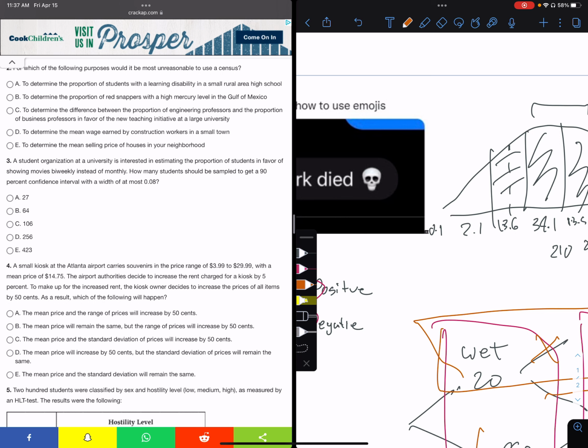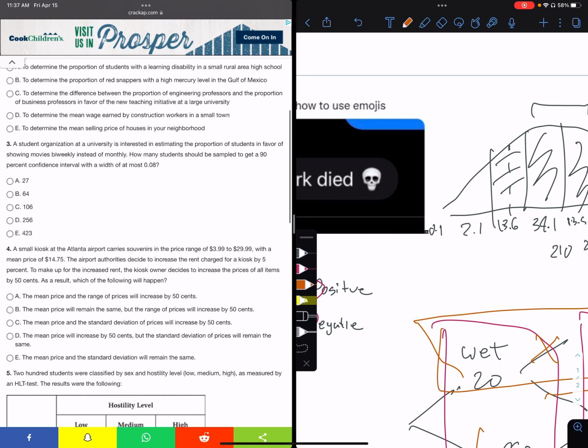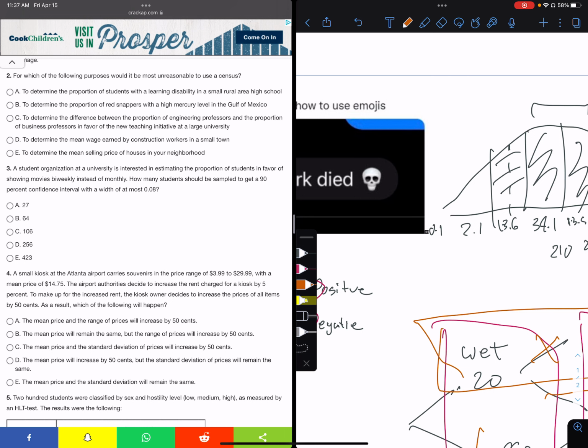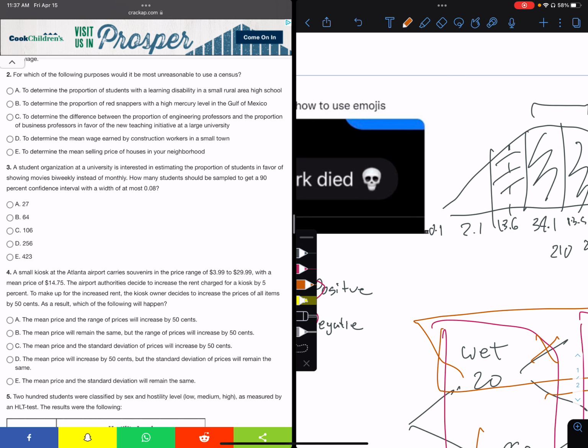To use a census to determine the proportion of students with a learning disability. To use a census. Hmm. Red snappers? No. Engineering business? No. In your neighborhood? Hmm. In a high school. Probably the houses.